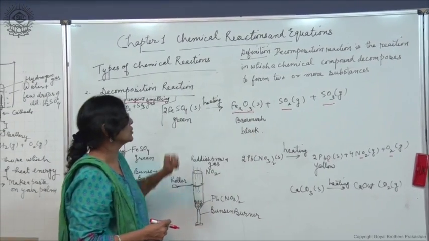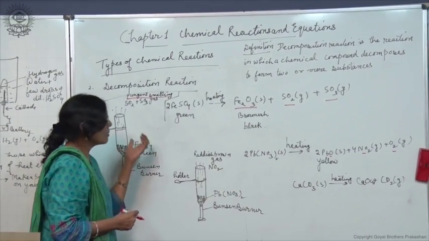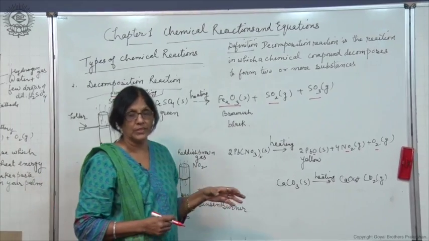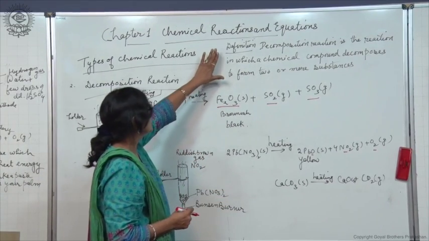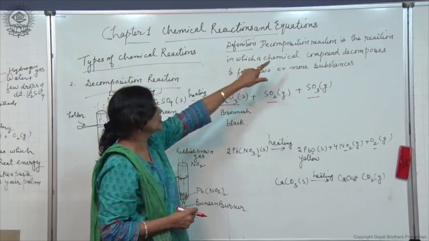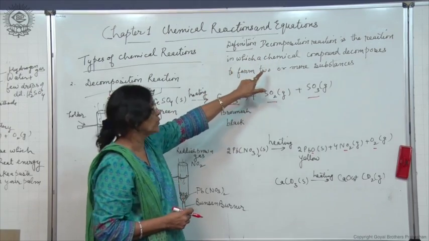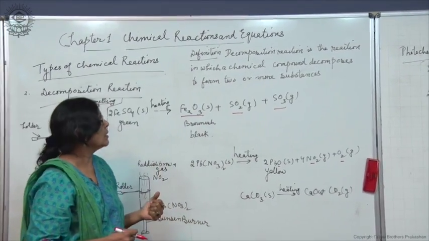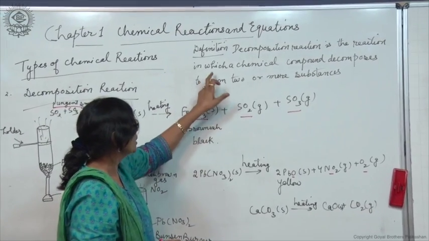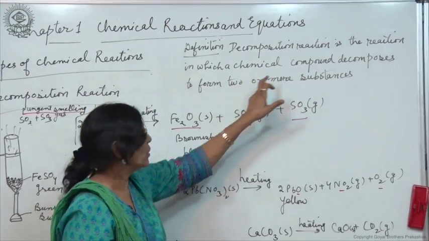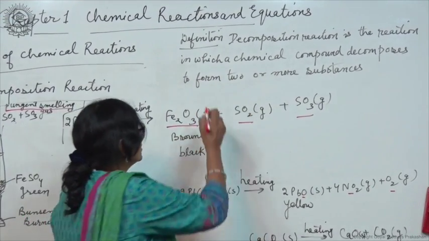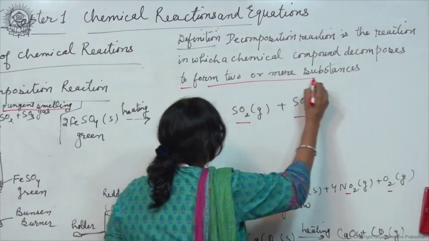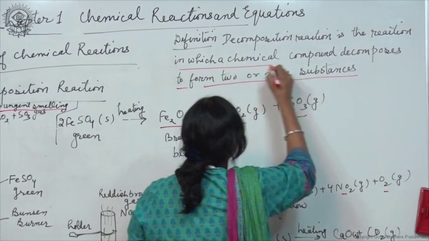These types of reactions in which a compound breaks into 2 or more substances are called decomposition reactions. This type of reaction is known as decomposition reaction. So, now we can define decomposition reaction: it is the reaction in which a chemical compound decomposes to form 2 or more substances.